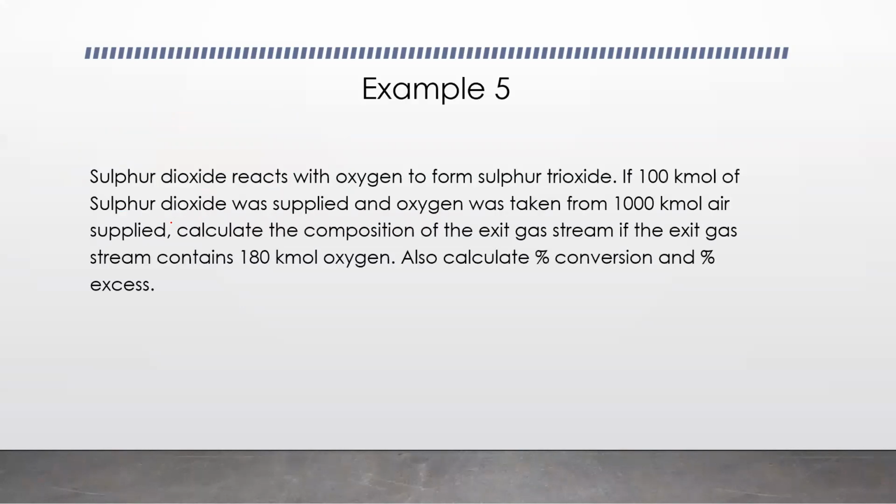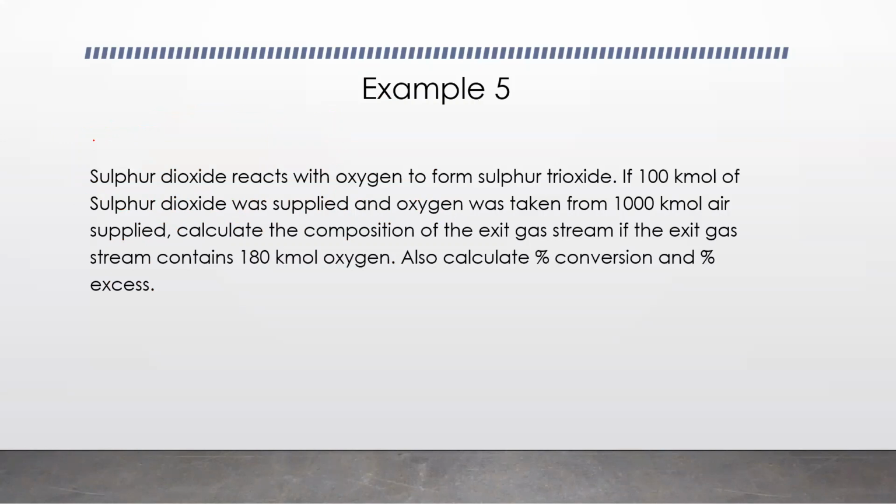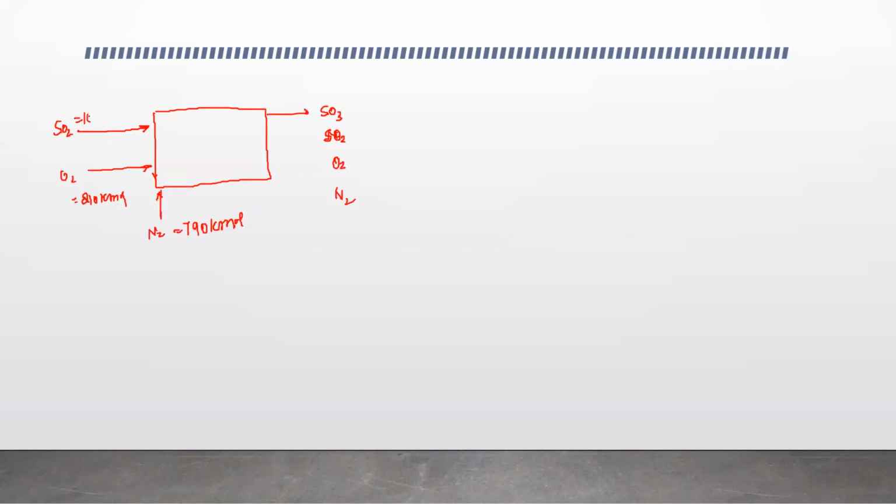So let's first of all go ahead and draw the block diagram for the same. So we have SO2, we'll have oxygen from the air, we'll also have nitrogen from the air, right? Over here, what we'll get would be SO3, SO2, oxygen, and nitrogen. All right. So there is 1000 kilomole of air supplied, so there would be 210 kilomoles of oxygen, and nitrogen would be 790 kilomole, right? And SO2 supplied is 100 kilomole, right? So this is 100 kilomole.